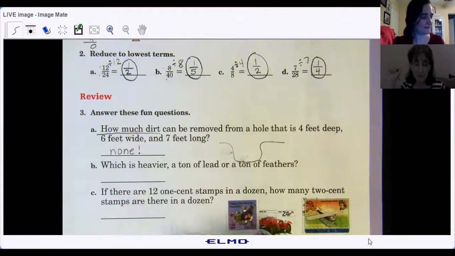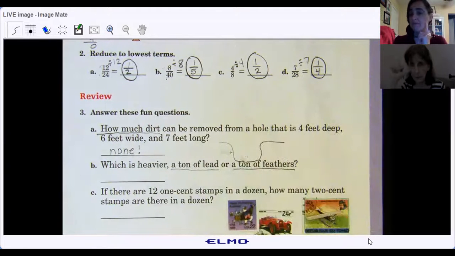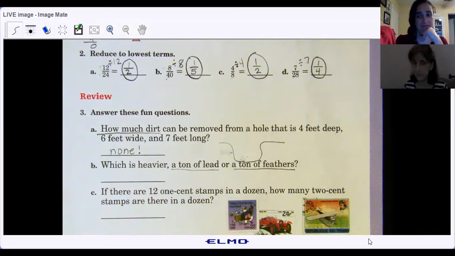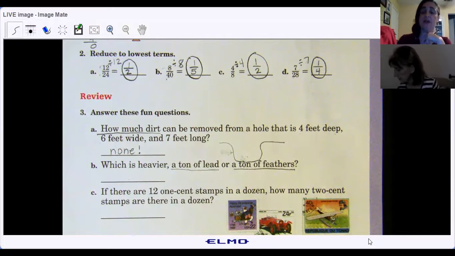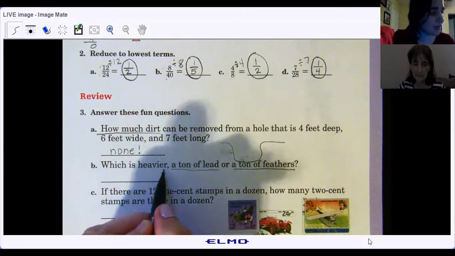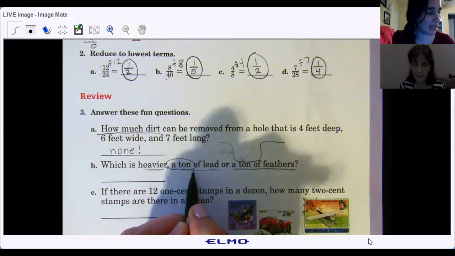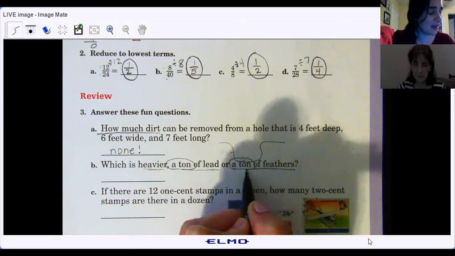Okay, which is heavier? A ton of lead or a ton of feathers? Okay, I know you're all thinking a ton of lead. Some of you are probably thinking a ton of lead because lead is very heavy and feathers are very light. But let's look at that question. What's good about these riddles is it makes us really think about what the question's asking. The question is, which is heavier? A ton, which is a measurement of weight, of lead, or a ton of feathers?